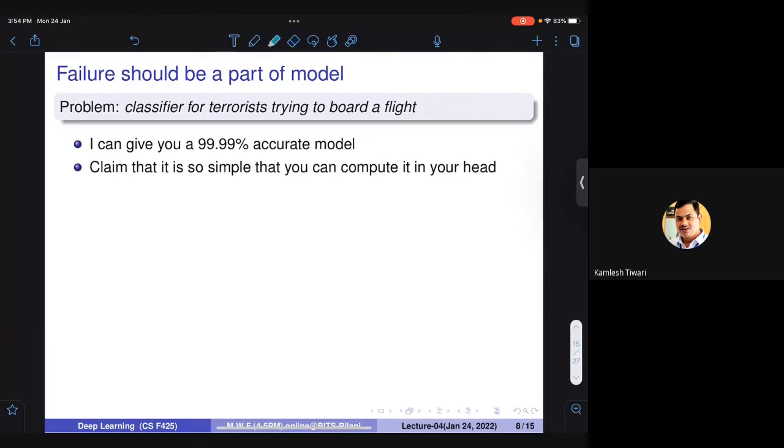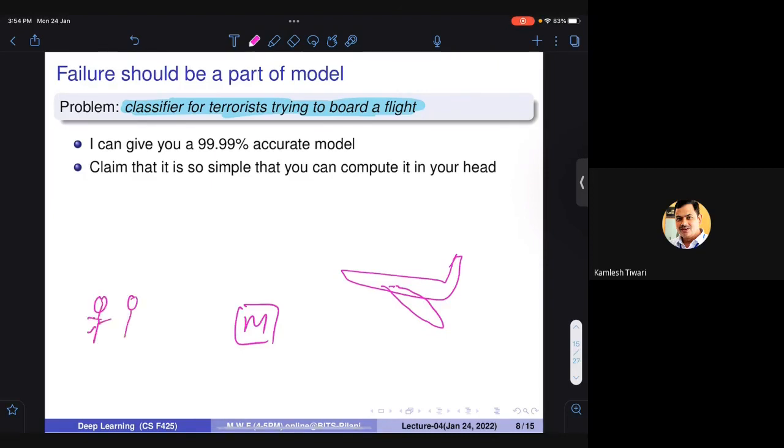So let us build a classifier for a terrorist trying to board a flight. The problem is this: assume that you have an aeroplane, and you are going to develop a system in front of which multiple people are going to come. If your system says that he is a terrorist, he would not be allowed to enter the flight, otherwise he would be allowed. Your system is going to identify whether the person, with whatever information you want to use, is a terrorist, and tell yes or no. Allowed or not allowed.